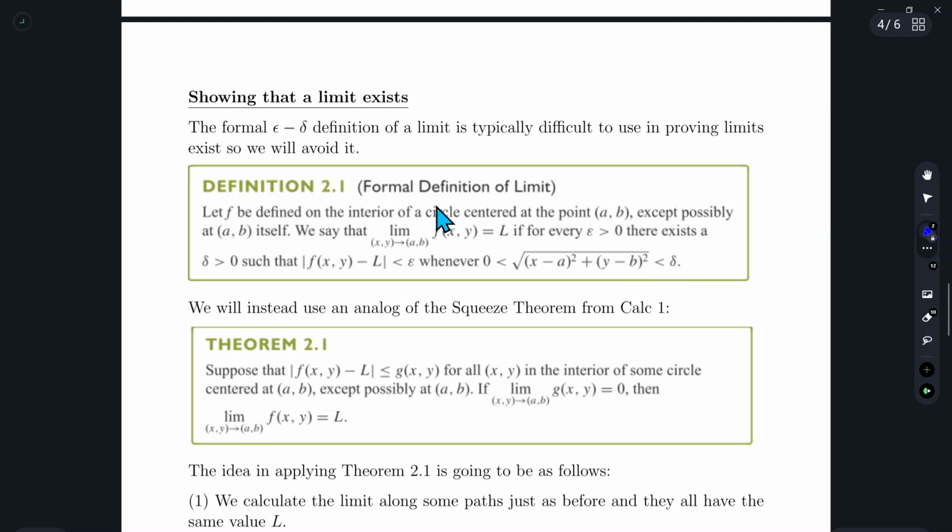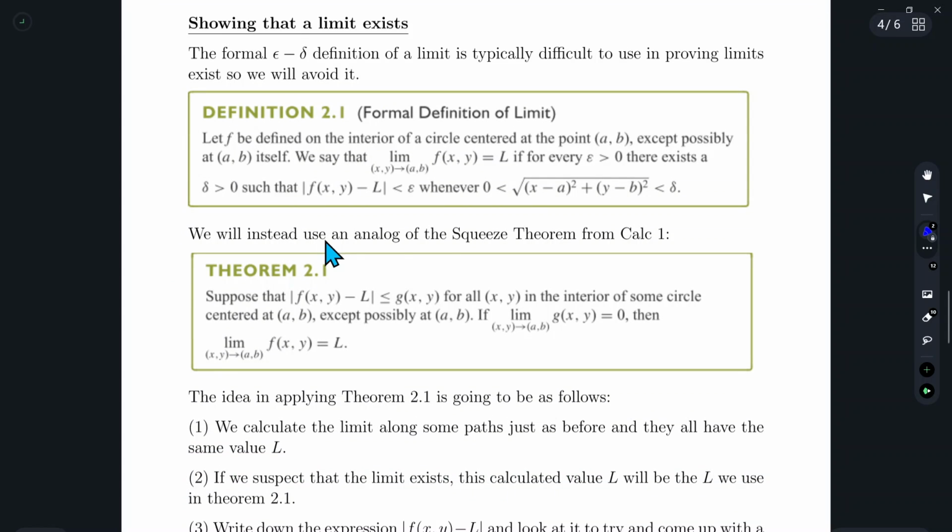So there's a lot to unpack in this limit, and it's quite difficult to use in trying to prove that limits exist. So for the purposes of this course, we're gonna avoid using the epsilon delta definition of a limit. What we're gonna use instead is an analog of what's called the squeeze theorem from Calc 1.